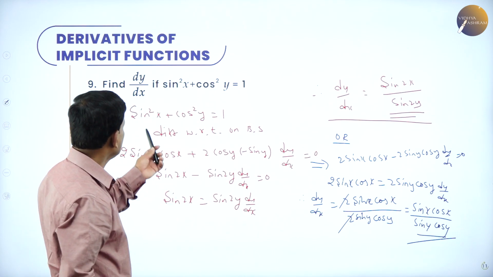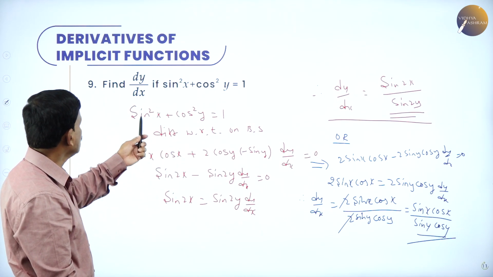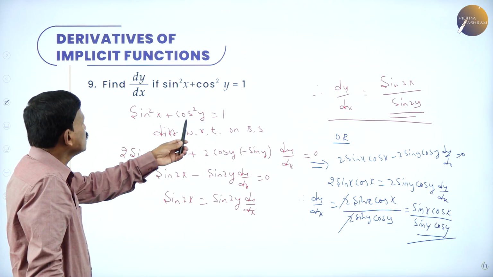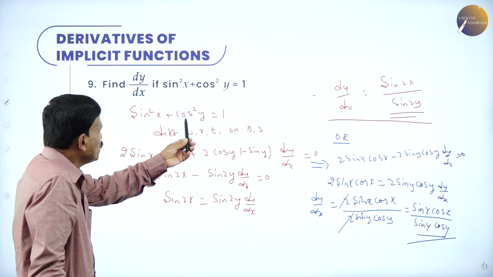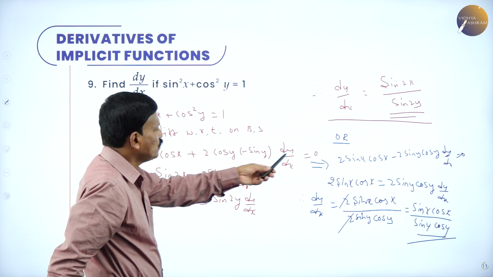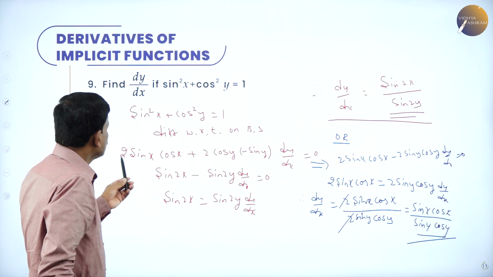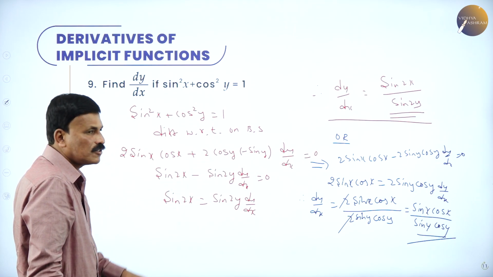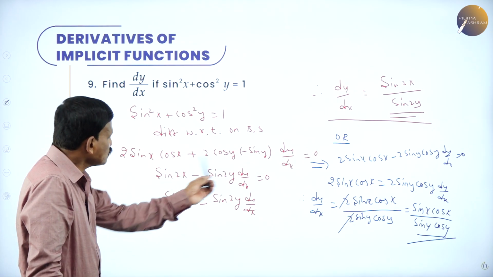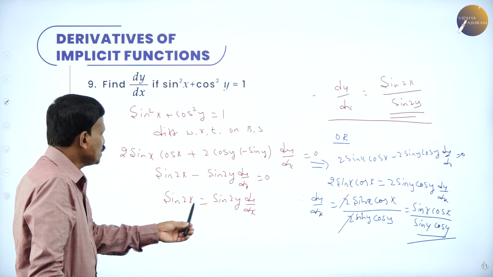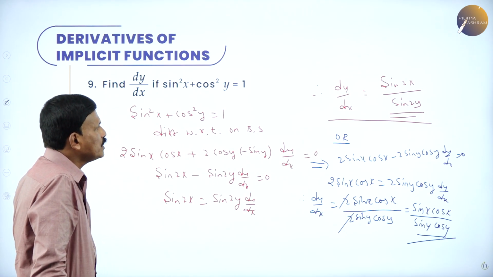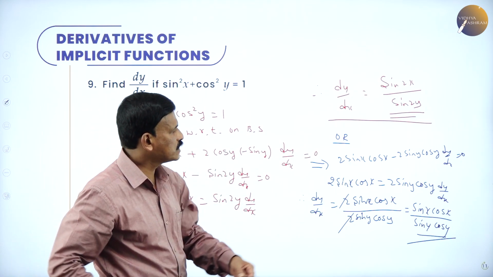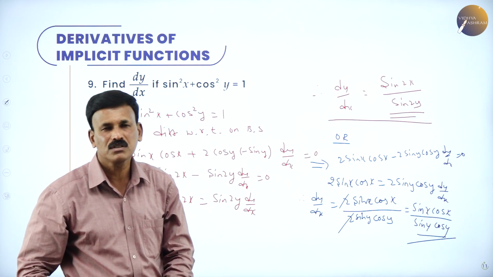See here, differentiating with respect to x on both sides. This is sin square x, so 2 sin x into d by dx of sin x, which is cos x, plus 2 cos y into d by dx of cos y, which is minus sin y into dy by dx, is equal to 0. So 2 sin x cos x is sin 2x, and 2 sin y cos y is sin 2y. Transfer this: sin 2x is equal to sin 2y dy by dx, or dy by dx is equal to sin 2x divided by sin 2y, or sin x cos x divided by sin y cos y.